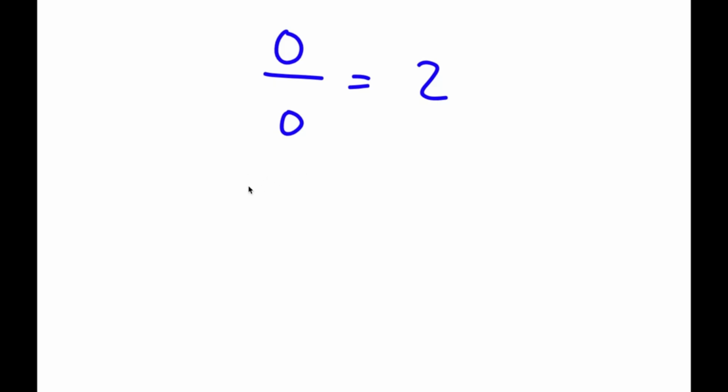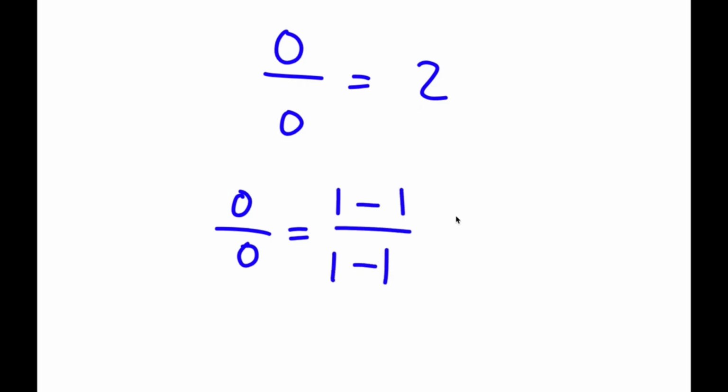So first off, I'm going to simply start with 0 divided by 0. And now 0, this is the same thing as 1 minus 1. So now I have 1 minus 1 over 1 minus 1. And 1 minus 1, that's the same thing as 10 minus 10. All of this is equal to 0. 1 minus 1 is 0, 10 minus 10 is 0.